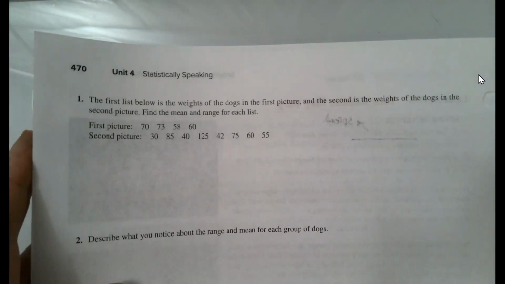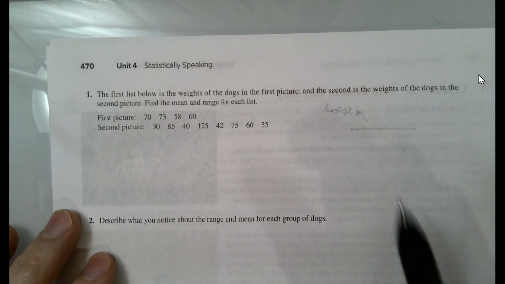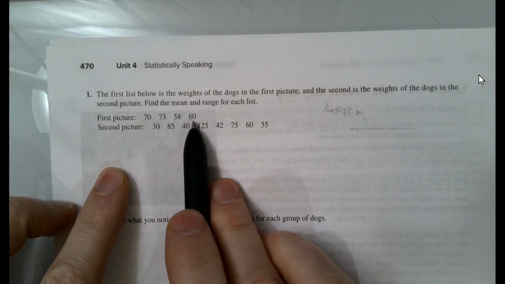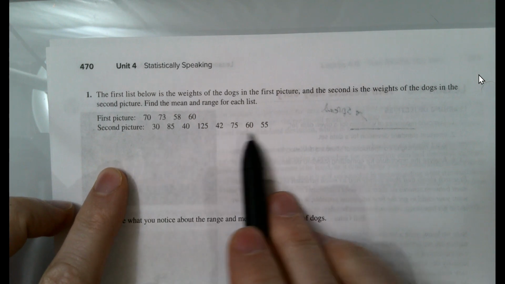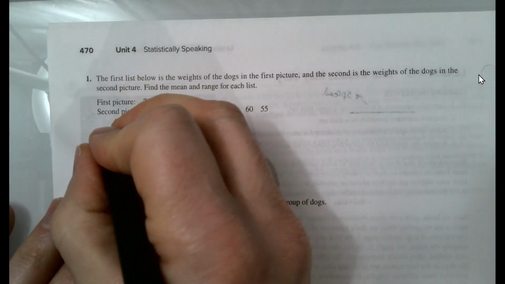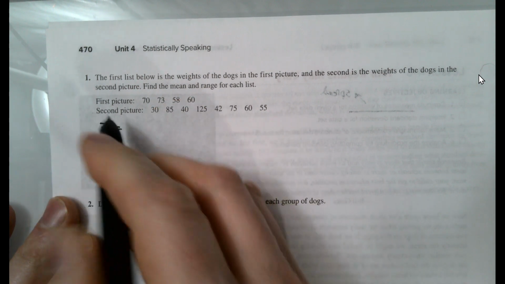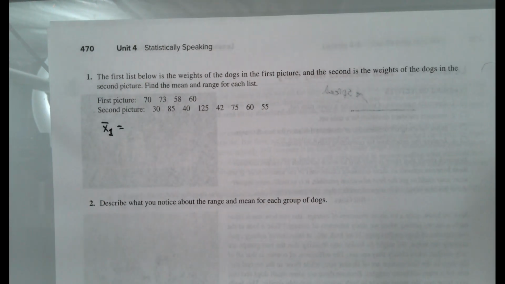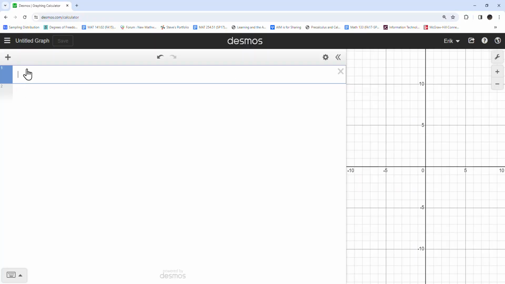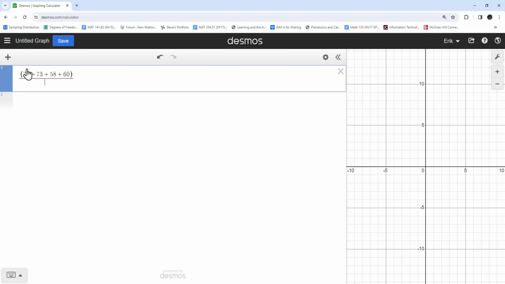So here are the weights of the dogs in those pictures. In the first picture, you can see from the weights they're all basically the same. And in the second, they're all pretty far apart. We're asked to find the mean, so that would be x bar. I'm going to use a little subscript 1 to show that this is the mean for the first picture. I'll do this in Excel because it's a pretty quick calculation. It's 70 plus 73 plus 58 plus 60, divided by the 4 animals that were in the picture. And the mean weight we're getting for those dogs is 65.25 pounds.